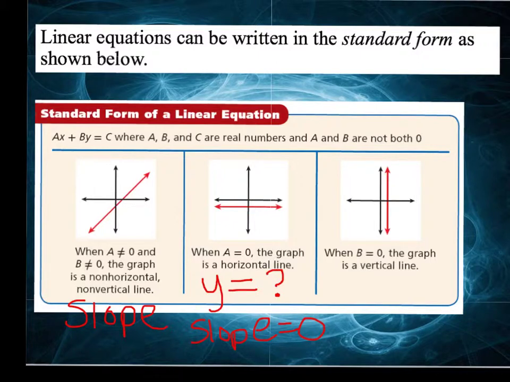When b is equal to 0, the graph is a vertical line, and a vertical line is always going to be x equals some number, so it could be x equals 1, or x equals 2, or x equals -15. In this case, your slope is going to be undefined. We'll practice with some algebra aerobics to understand these concepts in class.